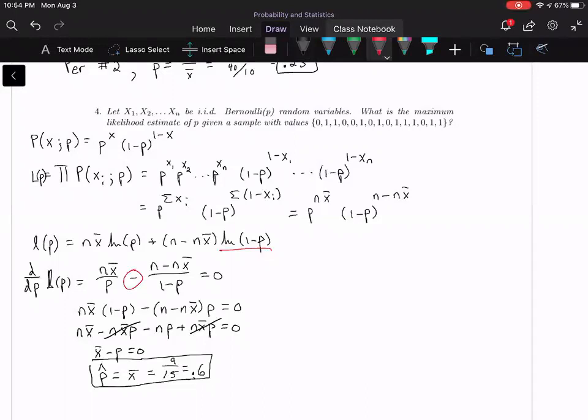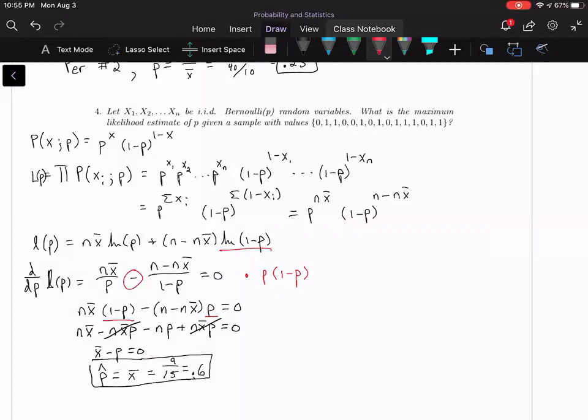I did the same trick that I applied to all the previous problems. I multiplied by the common denominator of p times 1 minus p. And so multiplying the left side by p times 1 minus p, the nx bar over p has the p's cancel out, so you're left with a 1 minus p times that. And the n minus nx bar over 1 minus p, the 1 minus p terms cancel out, and that's going to be multiplied by p. Yeah, that's my preference. It's not the only way to do this.